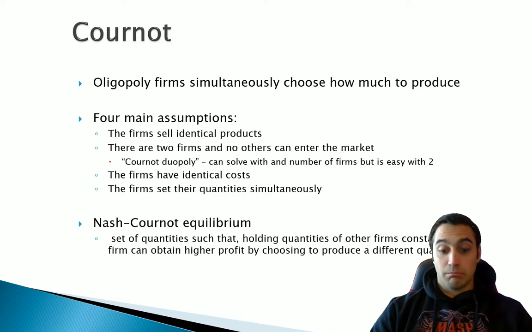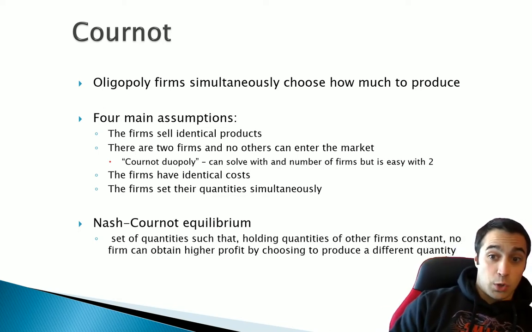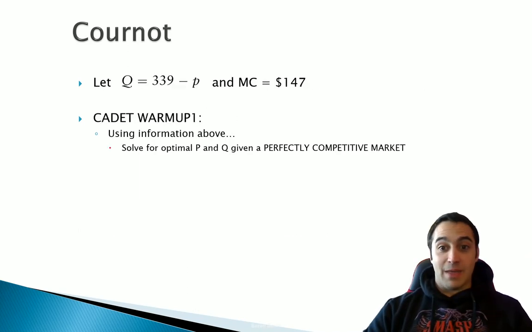With this in mind, let me get out of the way. We want to find the Nash-Cournot equilibrium. That is the set of quantities such that, holding quantities of other firms constant, no firm can earn higher profits by choosing a different quantity of output. So let's see how we do that.